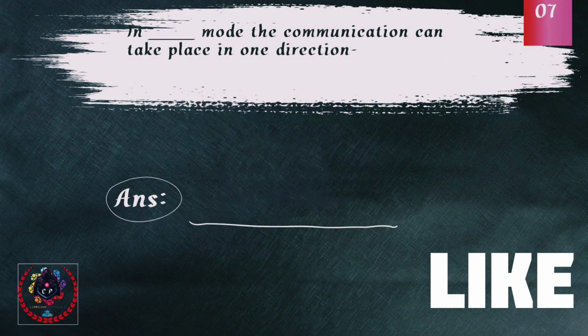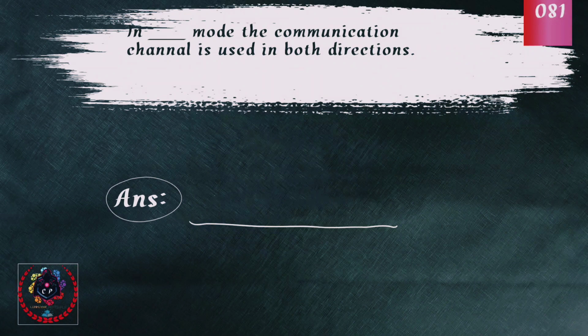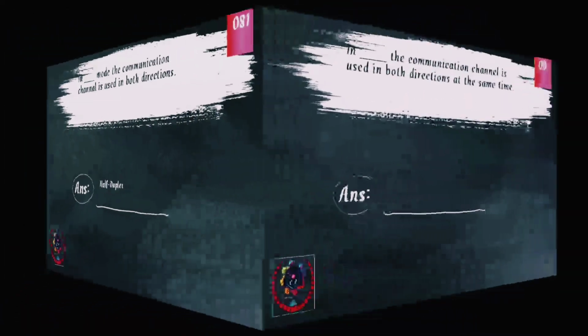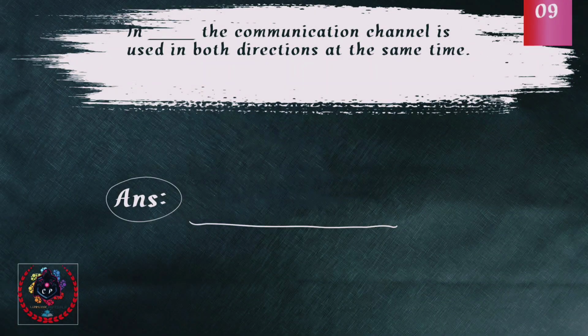In simplex mode, the communication can take place in one direction. In half duplex mode, the communication channel is used in both directions. In full duplex, the communication channel is used in both directions at the same time.